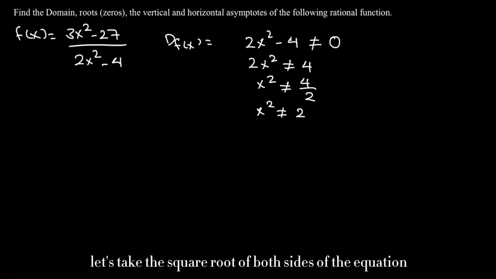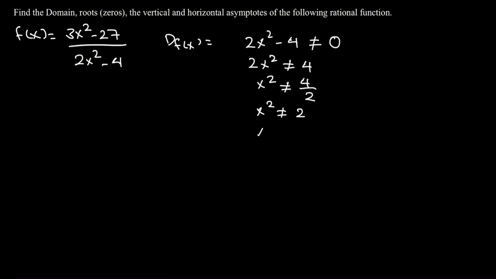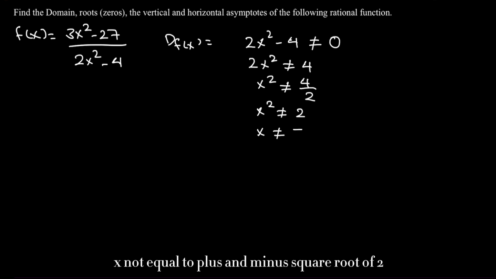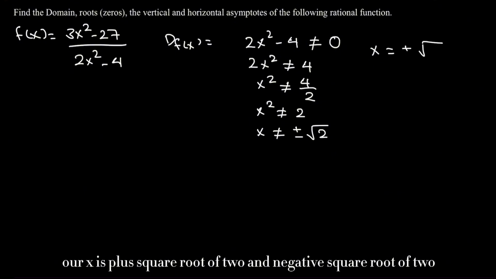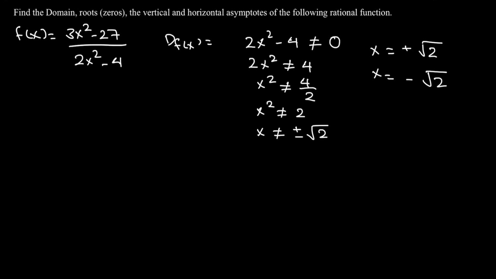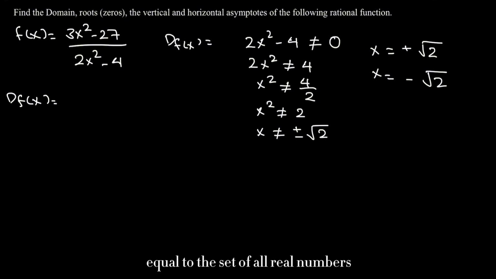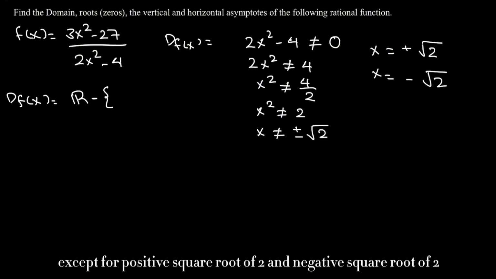Let's take the square root of both sides of the equation. X not equal to plus and minus square root of 2. Therefore, our x is plus square root of 2 and negative square root of 2. Our domain is equal to the set of all real numbers except for positive square root of 2 and negative square root of 2.